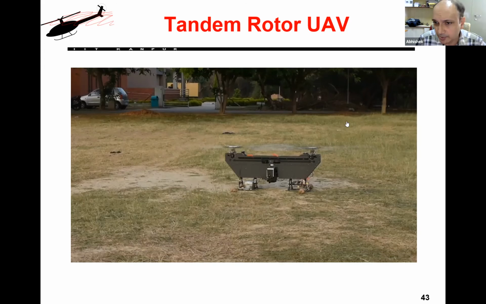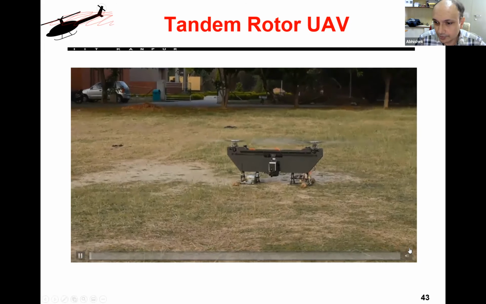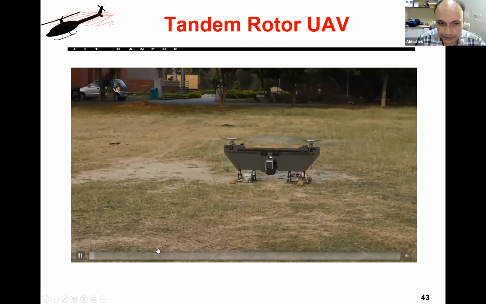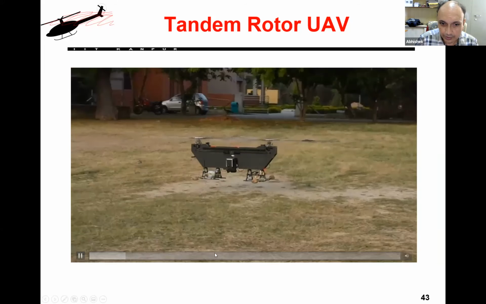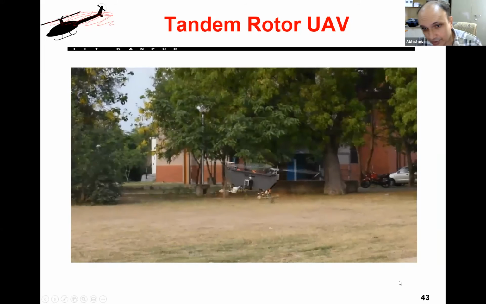Right now, it's more like an experimental prototype, which requires some refinements to make it more reliable and robust to work with. So the whole design required all the knowledge of helicopter technology. The whole transmission was designed here. We got it fabricated mostly in Kanpur. Even the autopilot was developed here.